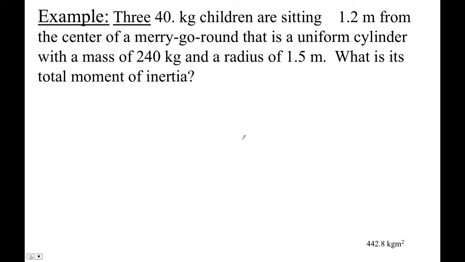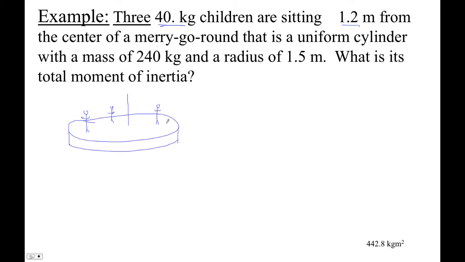Okay, so let's do an example here. Are you guys ready for this? Okay, 340. These are precision children. 40 kilogram children are sitting at 1.2 meters from the center of a merry-go-round that happens to be a uniform cylinder. These poor kids, they don't have any better toys to play with. So here's this uniform cylinder, and these kids are playing out there. We got the center of rotation.